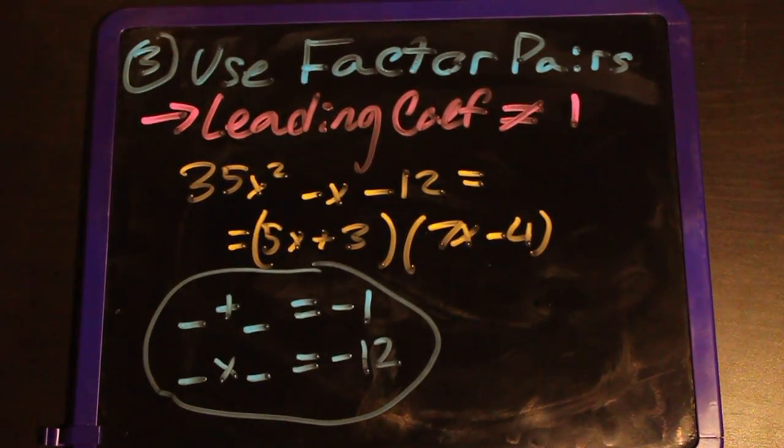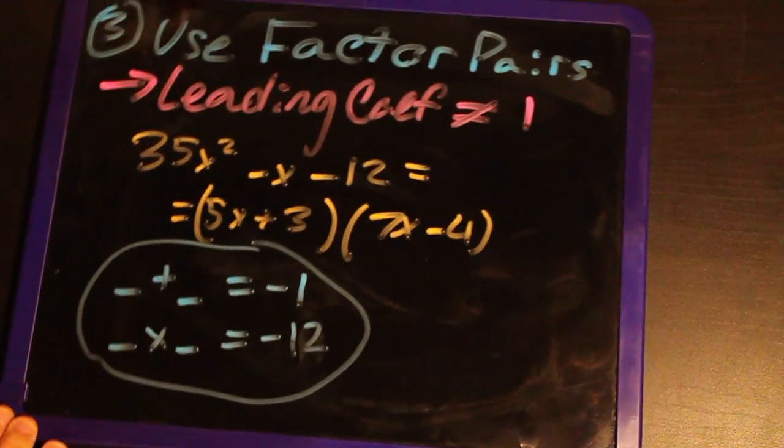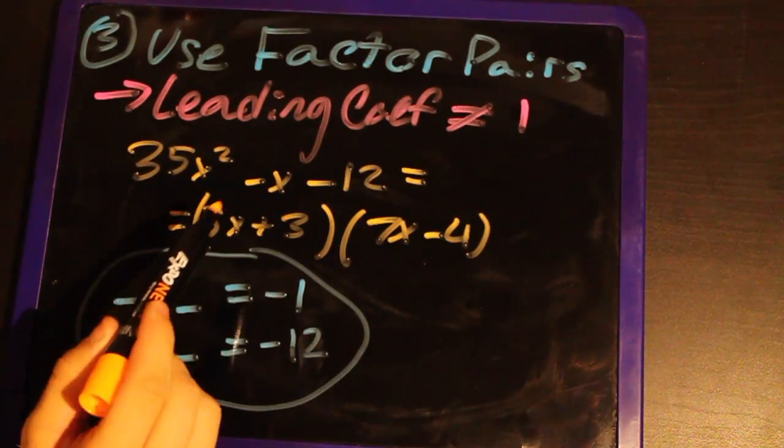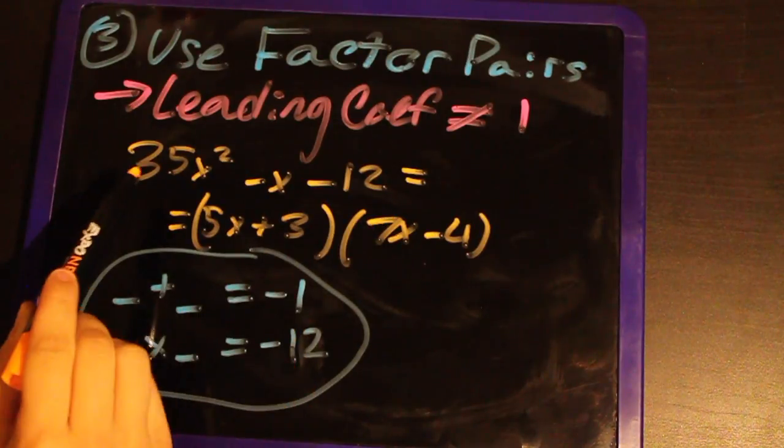So still using factor pairs, we're going to solve an example that doesn't have a leading coefficient of 1. And the way we're going to deal with this is we're going to split up the leading coefficient just like we did in the first one. But since we can't just split it up into x squared because we have that 35 there, we're just going to split up 35 as well. So 5x times 7x will give you 35x squared.